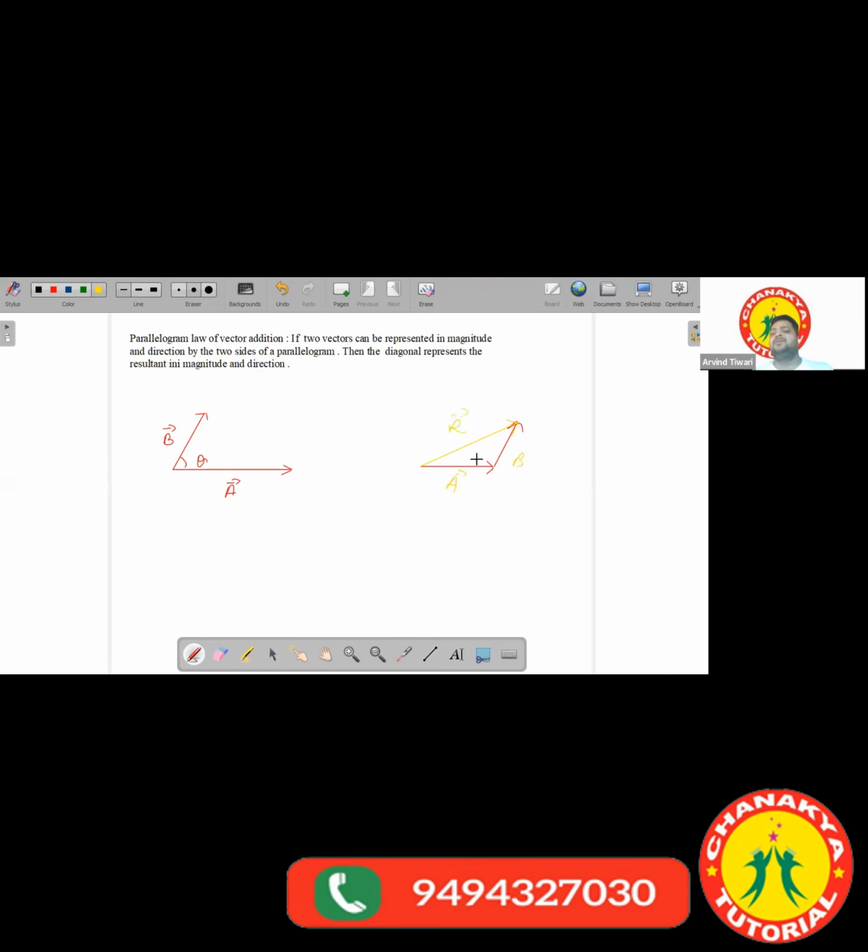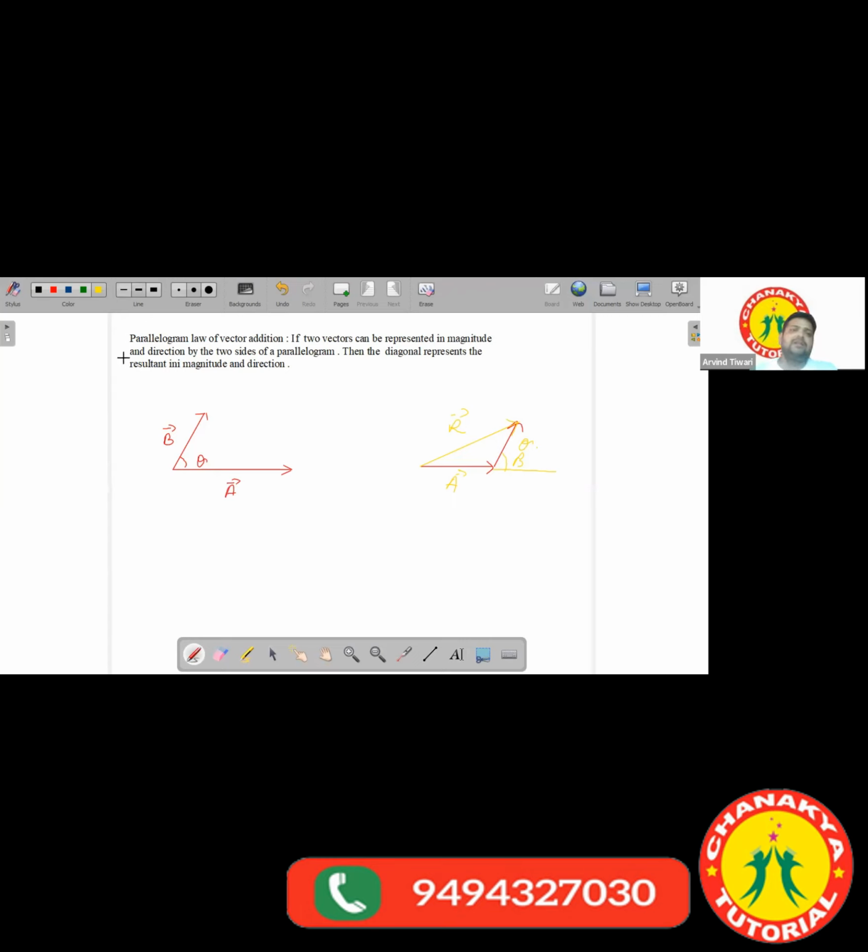Also here, the angle between the two vectors was not this. This angle was the angle between the two vectors, that's the angle theta. You can move the vector parallel to itself and you will observe that this is the angle. So the vectors A and B make angle theta with each other.